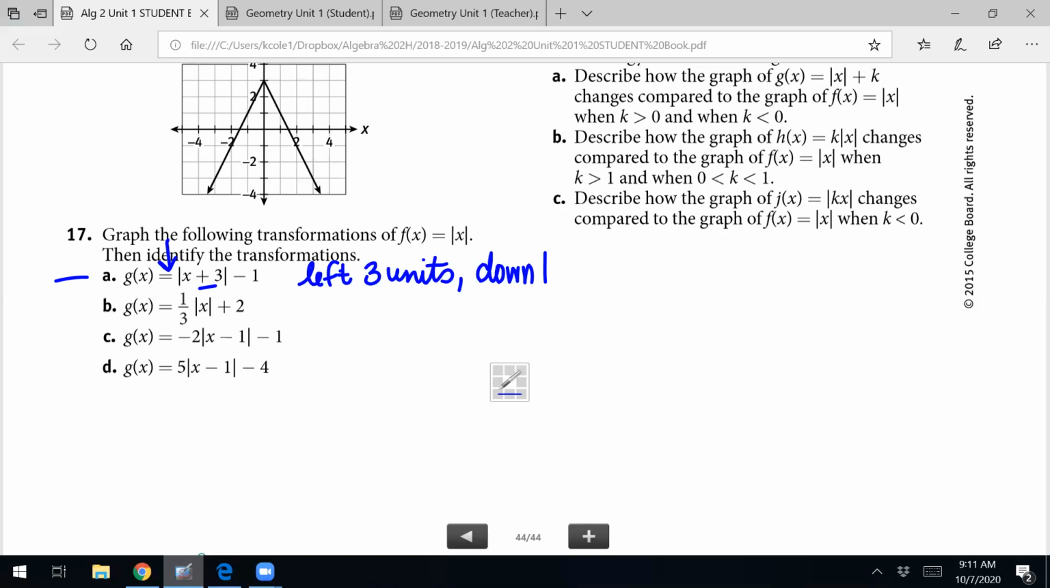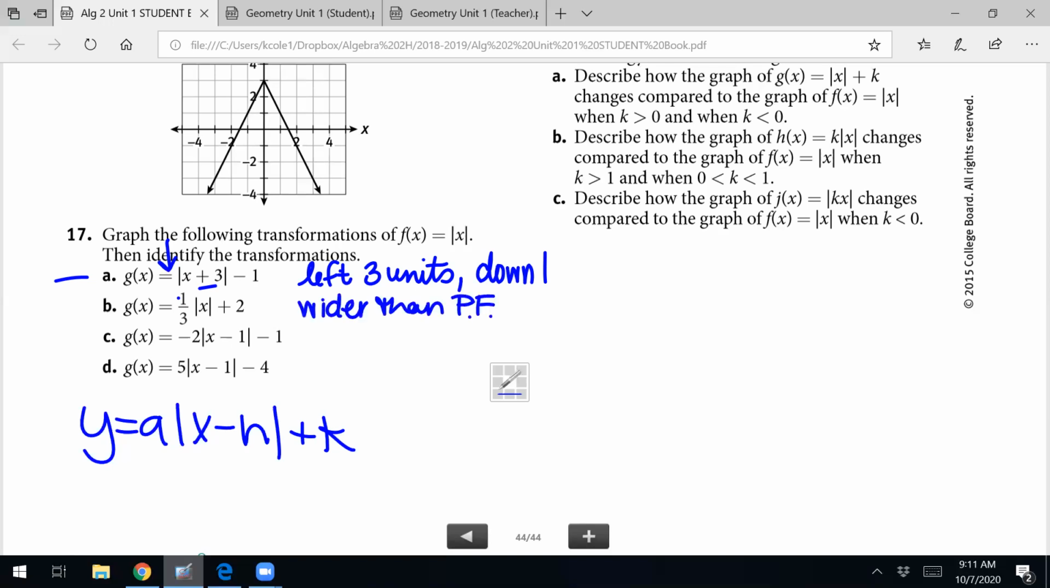Now this one, remember each time we're looking at this formula to figure out what is happening. So this 1/3, is that A, H, or K? That's A, which controls the width. So is this going to be more narrow or is this going to be wider than the parent function? It's going to be wider because it's a fraction. It's like a bunny slope. So this one is wider than, I'm going to put PF for parent function. So wider than the parent function.